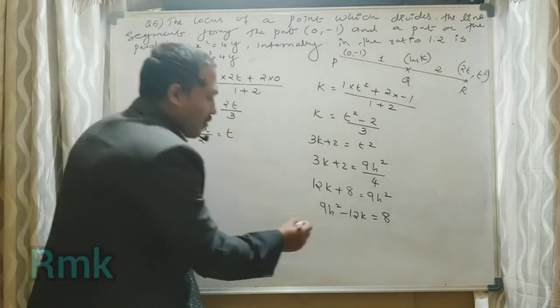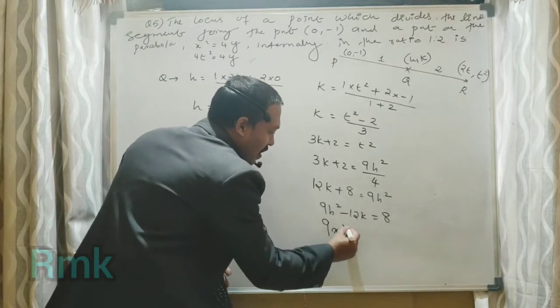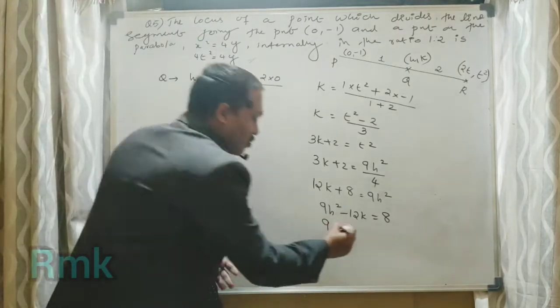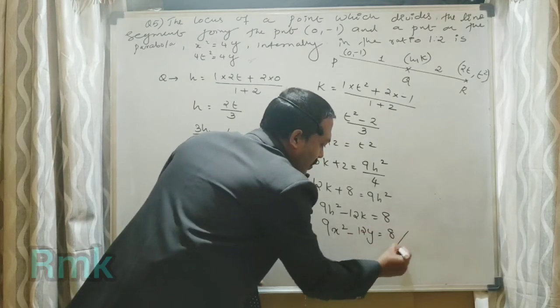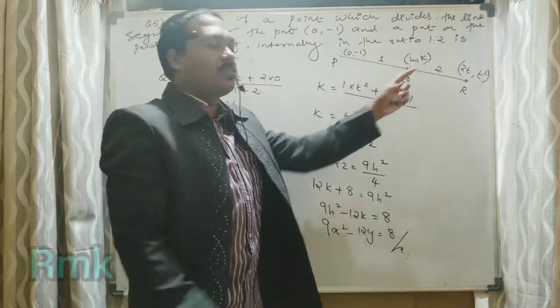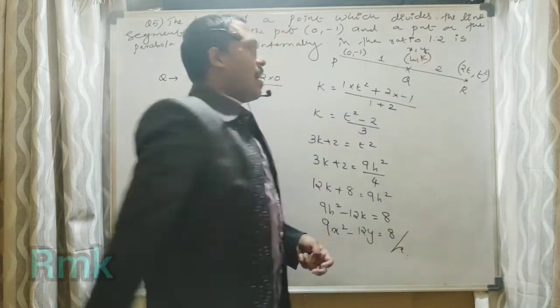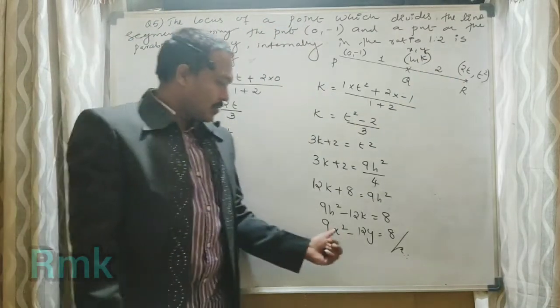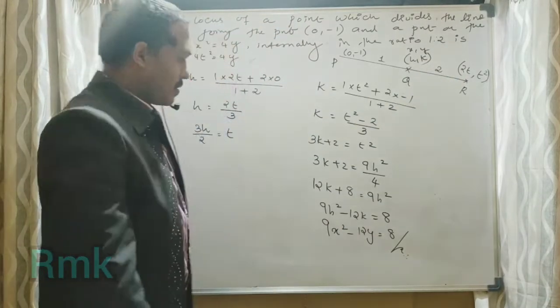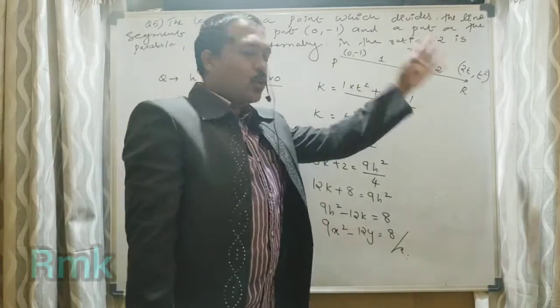H is in the position of abscissa and k is ordinate, so 9x square minus 12y is equal to 8. Is the locus of this point (h, k) or (x, y). Generally it is (x, y), arbitrary points. 9x square minus 12y is equal to 8 is the locus of this point Q.